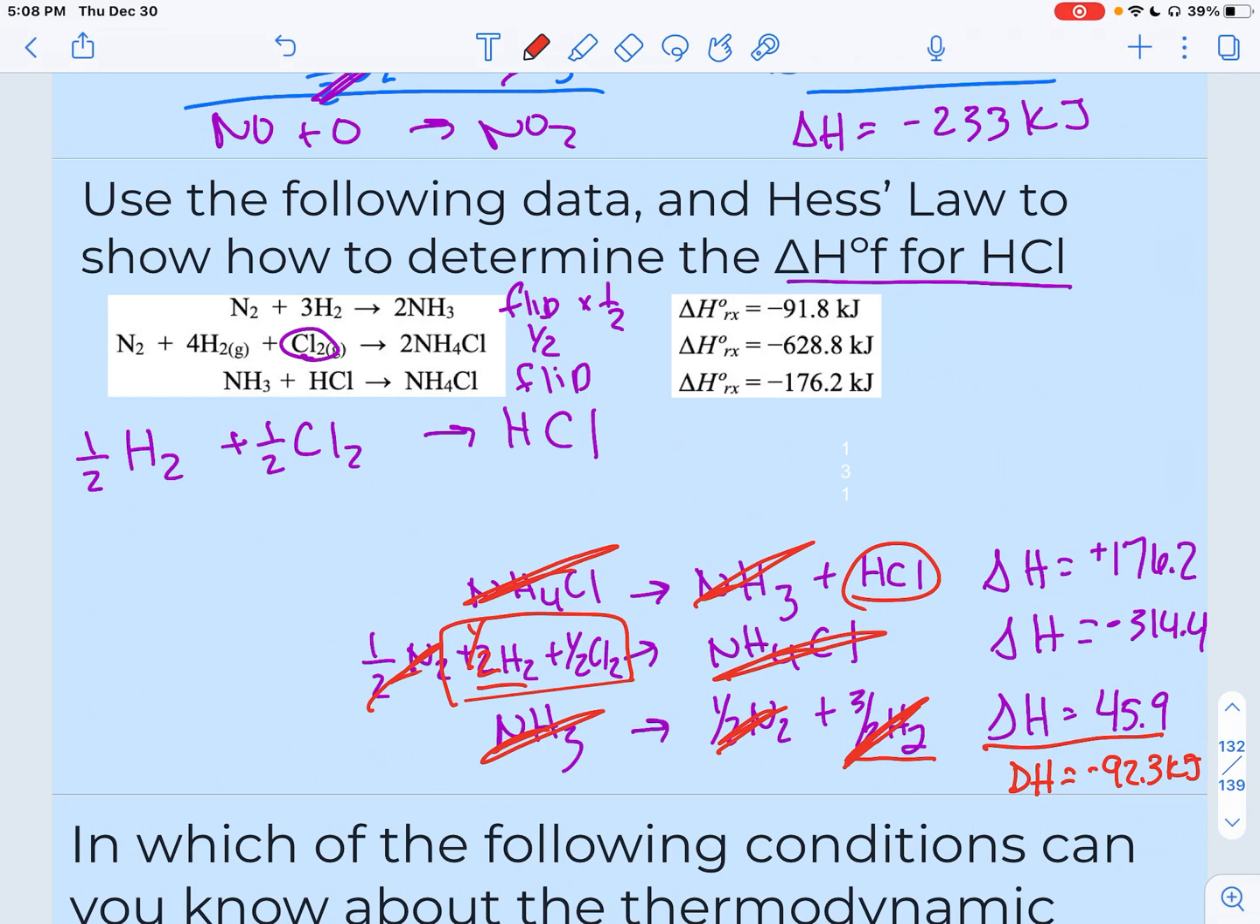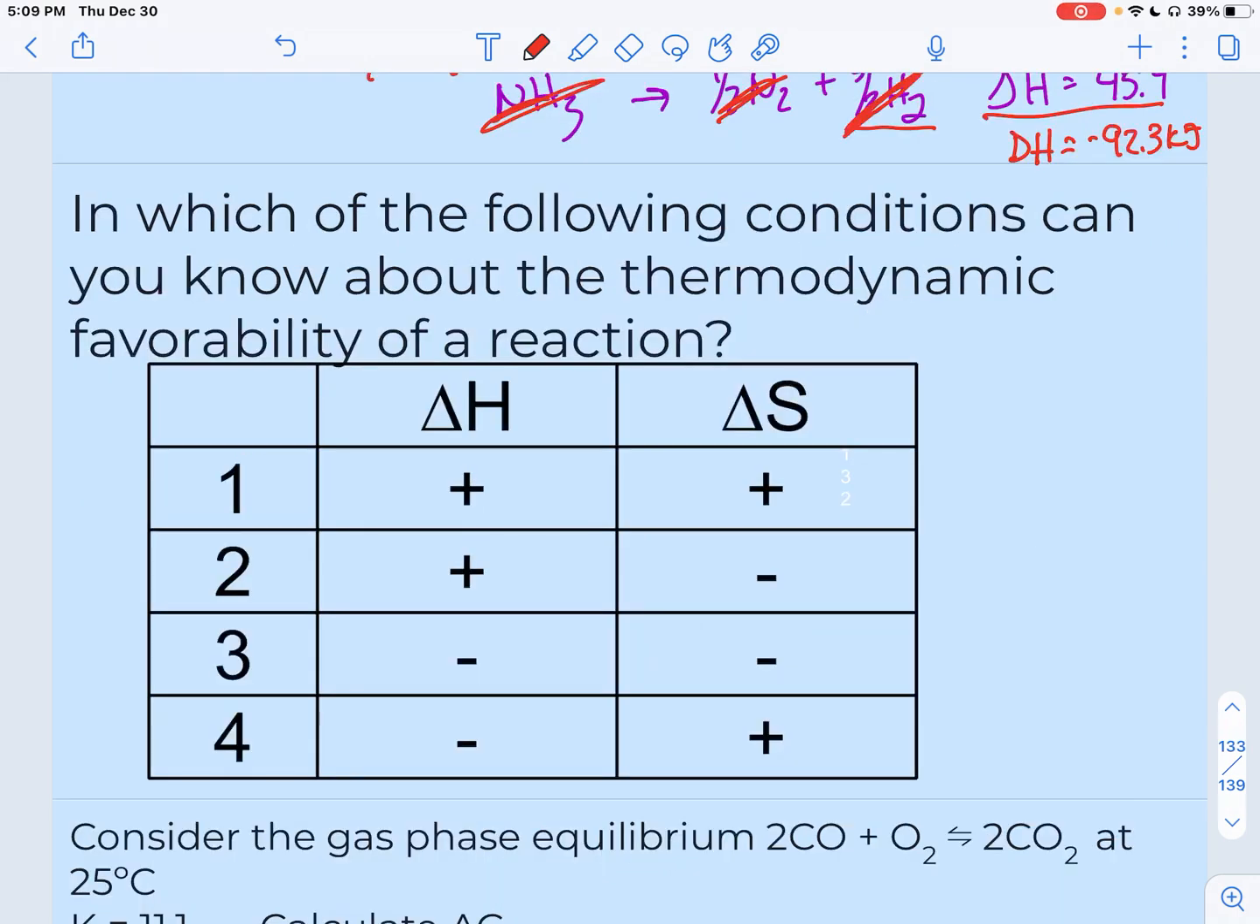Now we'll take a look at some of our other things that we've been talking about in this unit. So this reviews our conceptual questions from the last video. We saw tables like this already. This is asking a little bit of a different type of question. In which of these 4 scenarios can you tell whether it is thermodynamically favorable or not? Okay, all it says is which ones can you know about it?